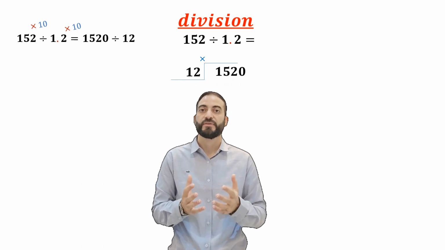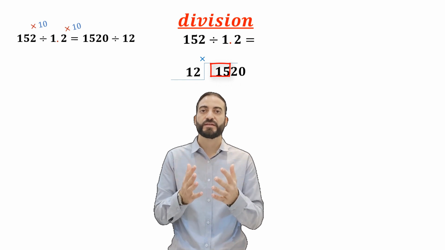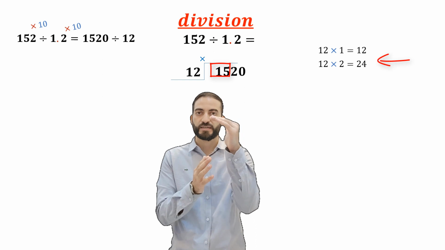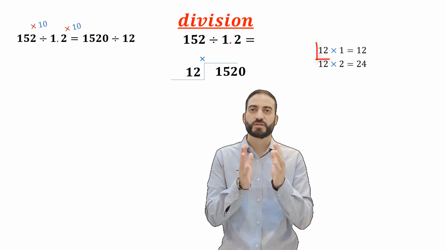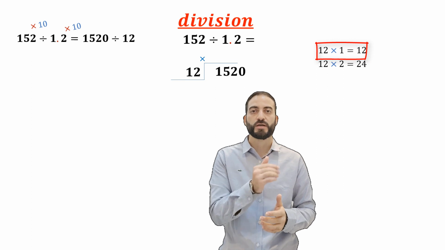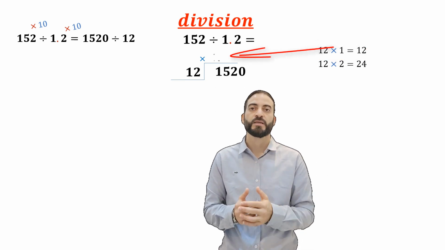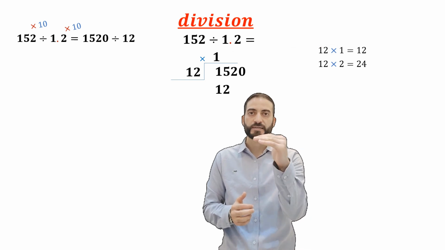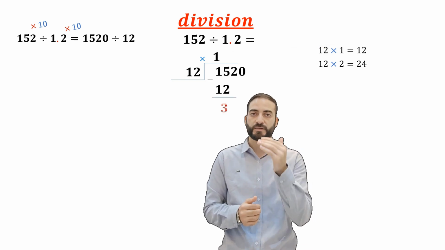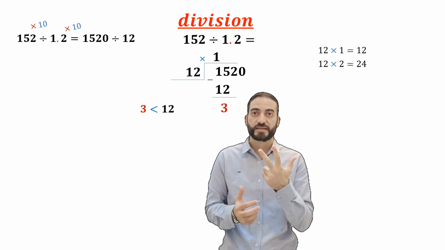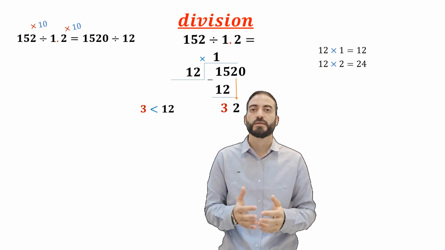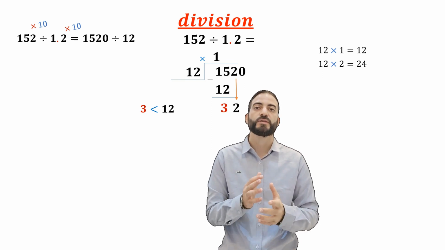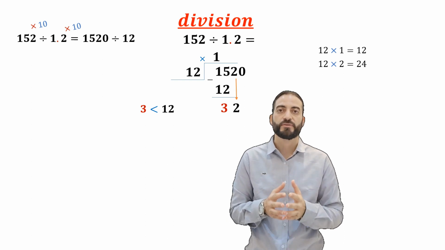So we take the 15 because it is greater than 12. So we find the 15 here between 12 and 24. So we take the smaller one, which is 12 times 1 equals 12, and put the 1 here, directly multiply it by 12 and put the answer here. And here directly we do a subtraction. 15 minus 12 equals 3. Because 3 is less than 12, we put the 2 here. So we have 32, because 32 is greater than 12, so we can complete the process.